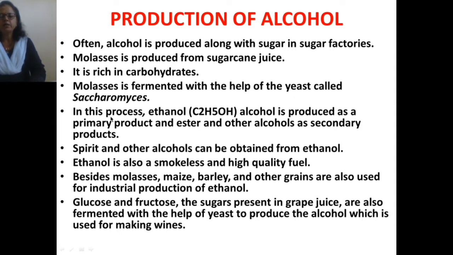In the fermentation of molasses, ethanol, that is C2H5OH, which is the formula of ethanol, alcohol is produced as a primary product, and esters and other alcohols are secondary products. During this fermentation, the first product is ethanol, the primary product, and second, esters and other alcohols are also produced. Spirit and other alcohols can be obtained from ethanol.